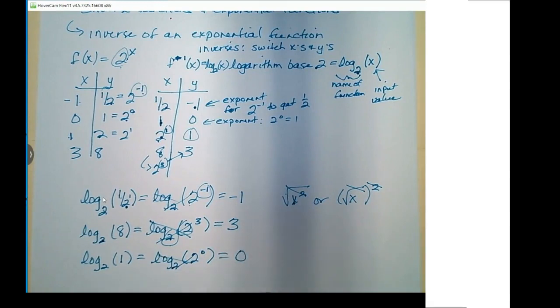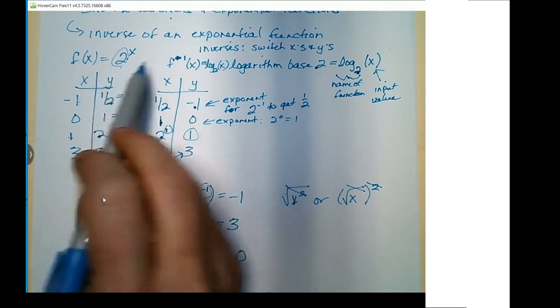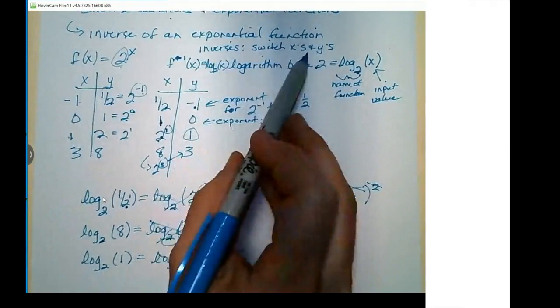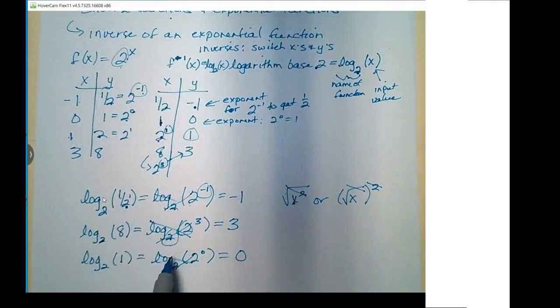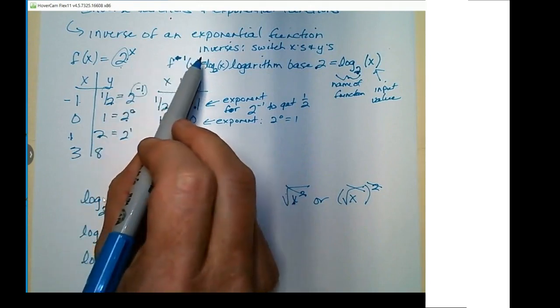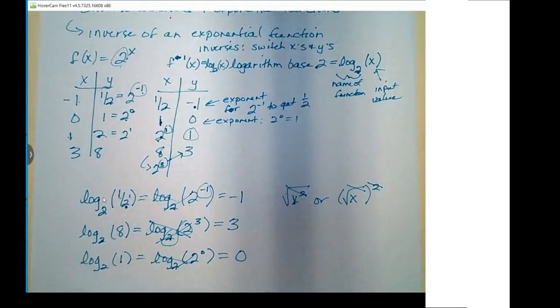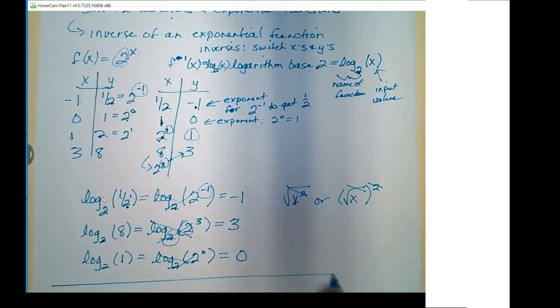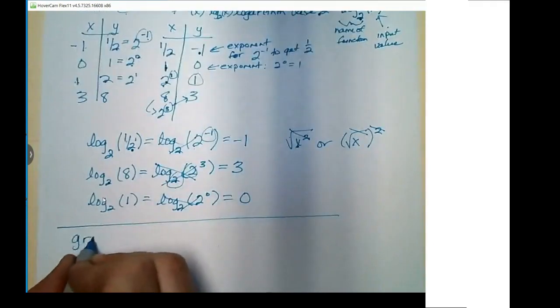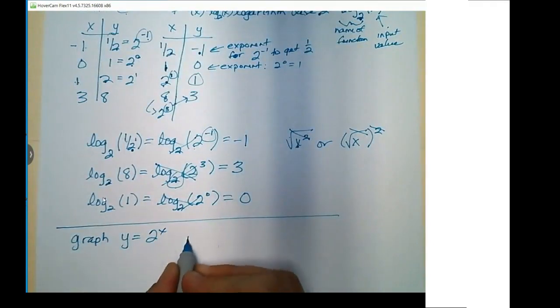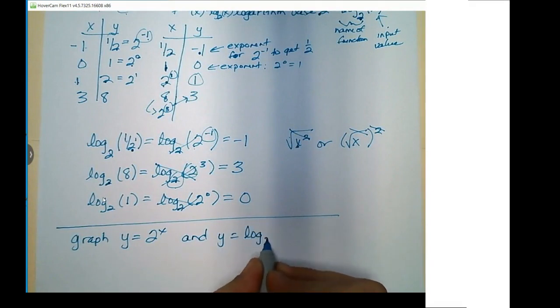So let's look at what the graphs look like for these two functions, because one thing that inverses do is that they switch the x's and y's. Another thing they do is cancel each other out, like we just did here. Another thing they do is on the graph, they reflect across the line y equals x, like we talked about in section 5.1. So let's graph y equals 2 to the x and y equals the log base 2 of x.